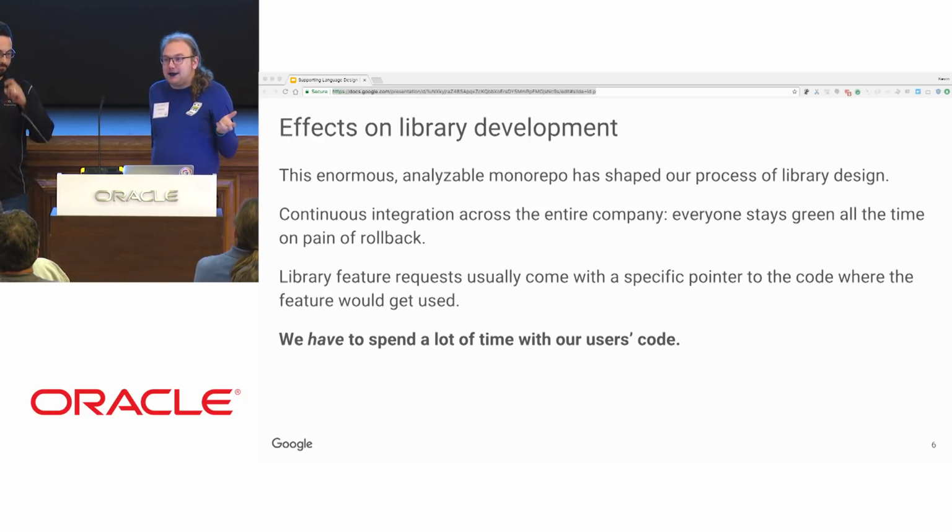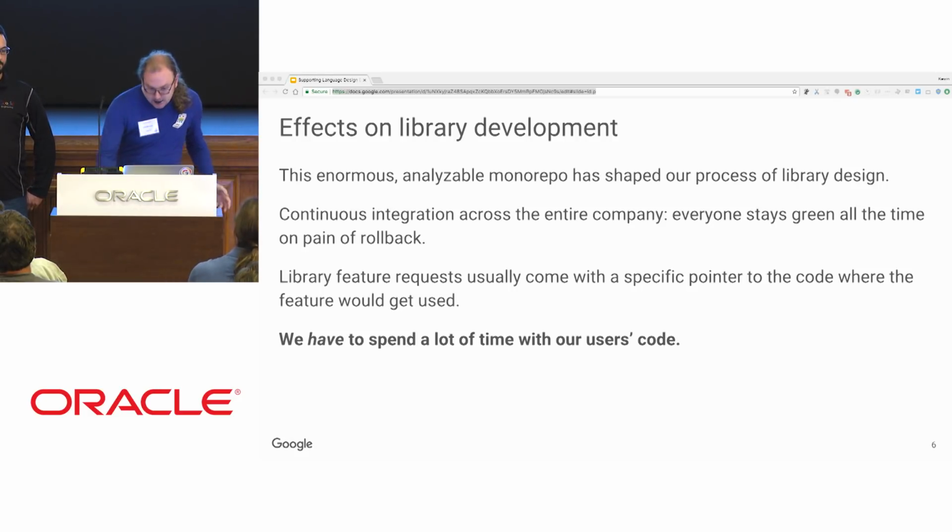And usually when we get people saying, hey, we want this feature, they can also point to exactly their use case without worrying about concealing any of the details. We get a link to a change, and they say, this code is awkward, I wish it could be better, hey, look at my specific example. So we spend a lot of time in general with the code being written against our library.